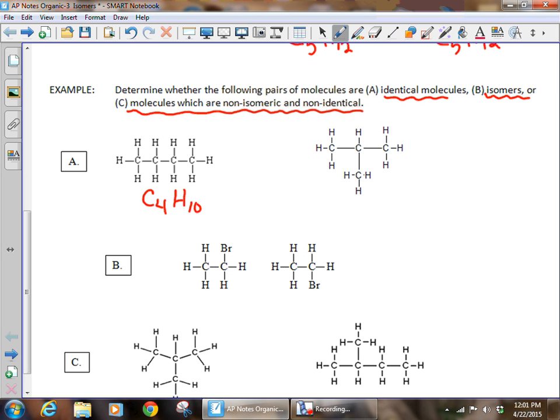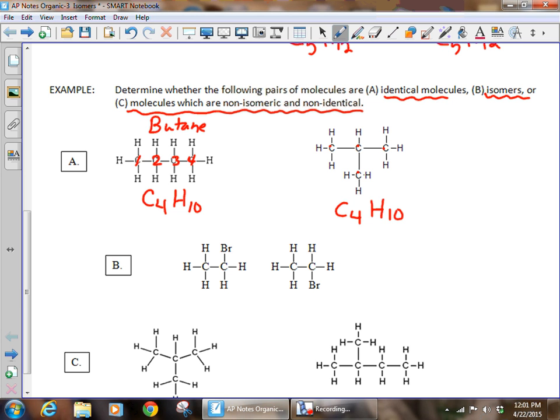In this particular case, we've got, again, 4 carbons. So it is C4, and if we count up the hydrogens, we count 10 hydrogens. So this does obey one of the criteria, and that's that they have the same chemical formula. But now let's look and see if they are the same molecule. Well, if you count across, this one would end up being a butane. Actually, it's just plain butane.